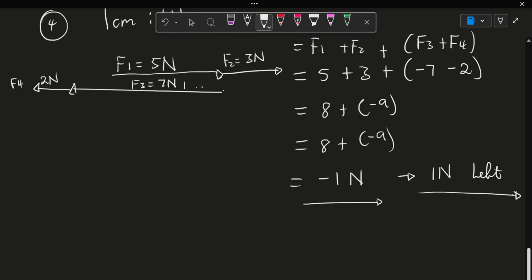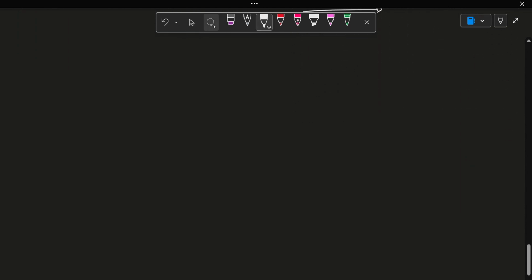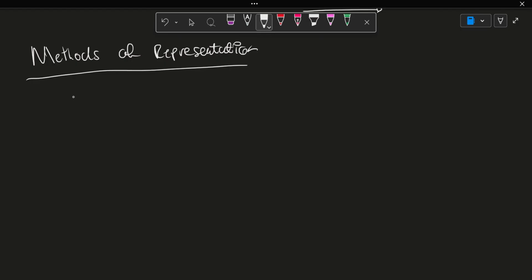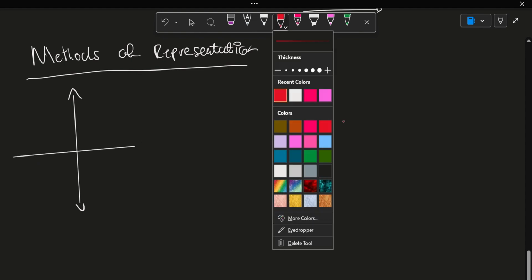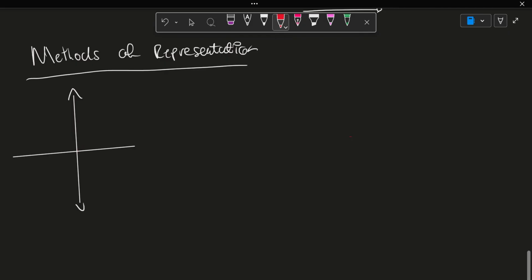Okay, cool. So what you also need to know is that your vectors can be represented in different ways, right? In the exam, you could get a vector on a Cartesian plane. You remember the Cartesian plane from mathematics, okay? So you have different methods of representation. So in my Cartesian plane, I would have a vector in that way.